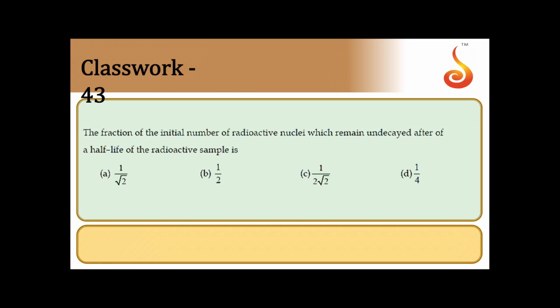Yes, we shall move on to the next one. The fraction of the initial number of radioactive nuclei which remain undecayed after a half-life of the sample is? After one half-life, N becomes N naught by 2. So half of them have decayed, which means half of them are undecayed. So it should be half, option B.